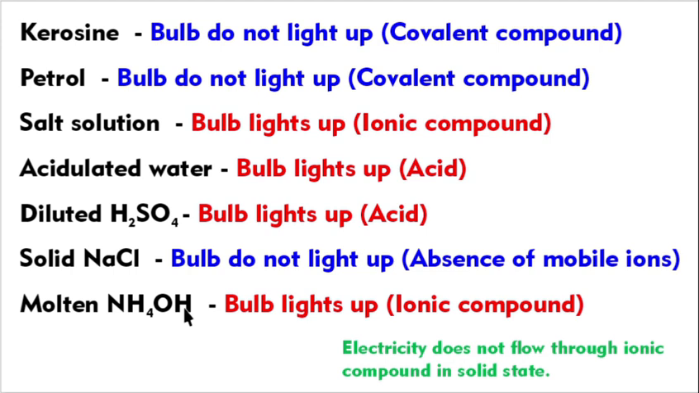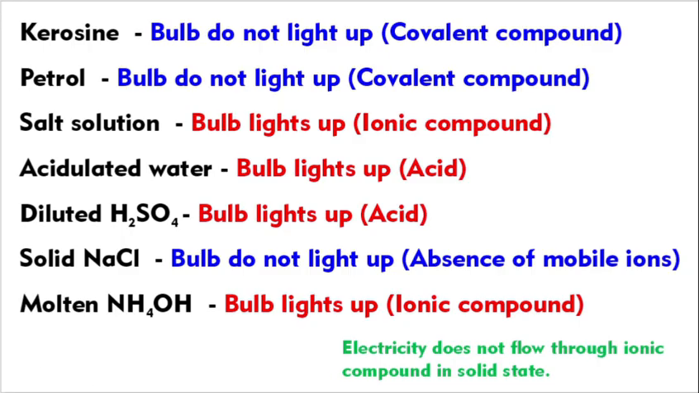Molten form of ammonium hydroxide means that it is an ionic compound. Ammonium is a polyatomic ion, so it conducts electricity. So remember, covalent compounds do not conduct electricity. Ionic compounds conduct electricity. Among the ionic compounds, remember, solid form does not conduct electricity.